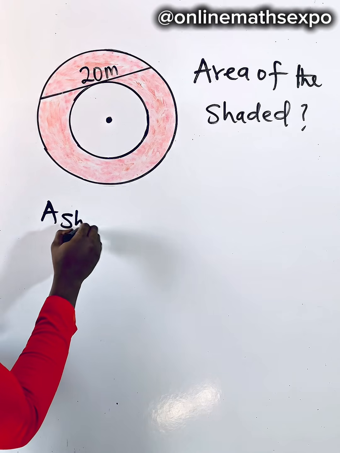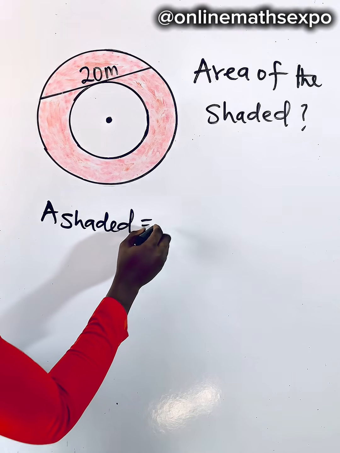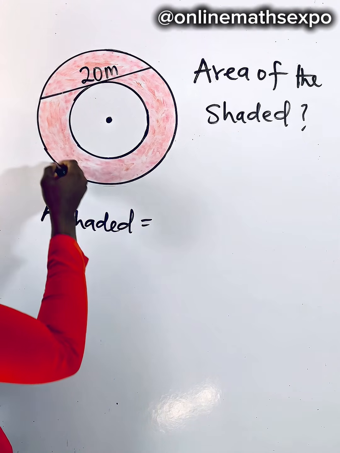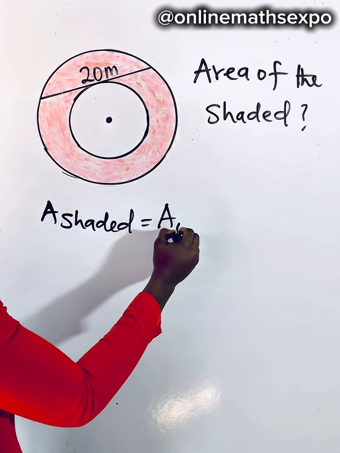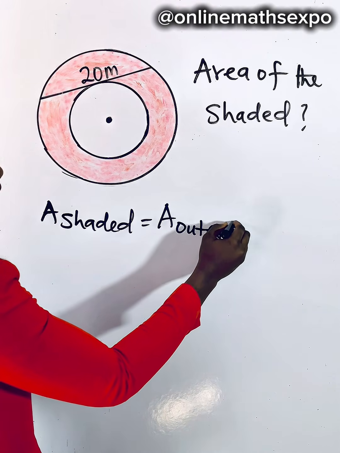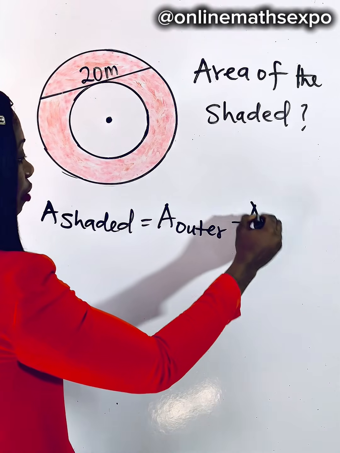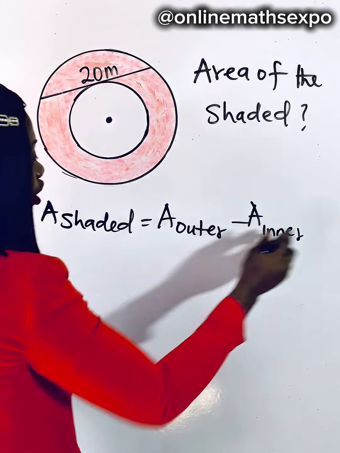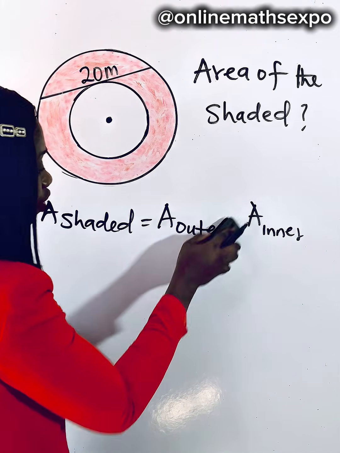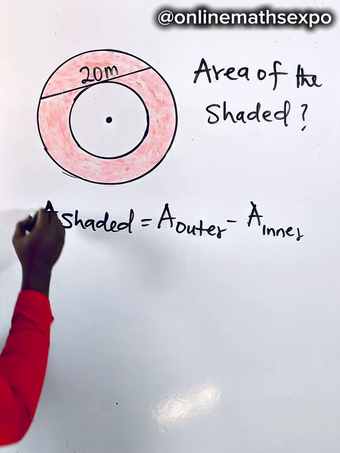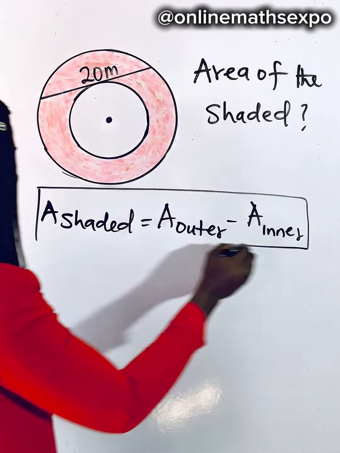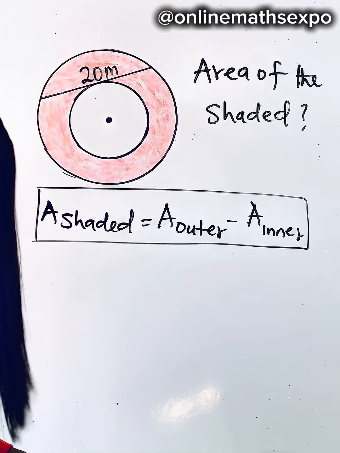area of the shaded is simply you getting the area of the outer one. If we get the area of the outer circle, then subtract the area of the inner one. So we have minus area of the inner. If we can do this, it gives us the area of the shaded parts. Now let's go back to the diagram.